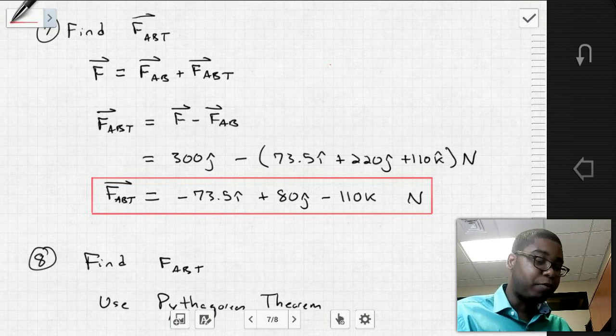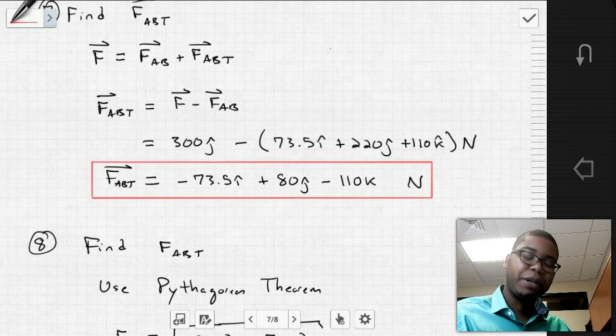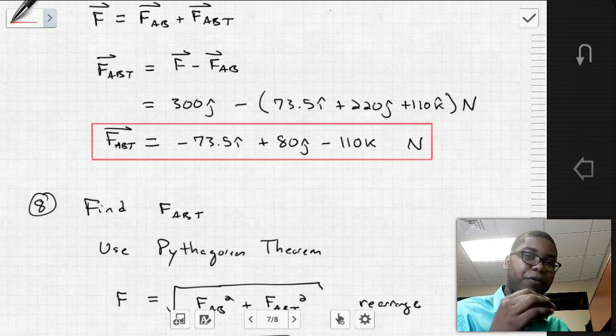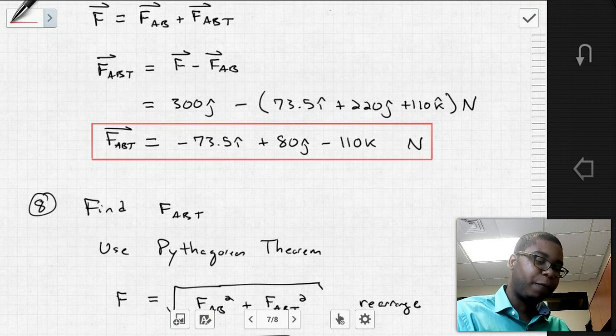If we rearrange this, we find that the transposed Cartesian force vector is equal to the Cartesian force vector minus the Cartesian force vector directed along the direction from A to B. We have the two Cartesian vectors on the right-hand side, and we simply do the subtraction and find that our force vector transposed to the direction from A to B is equal to negative 73.5 I plus 80 J minus 110 K newtons.